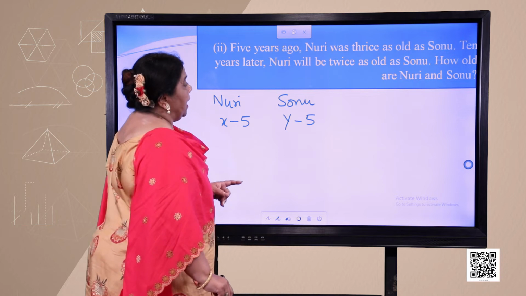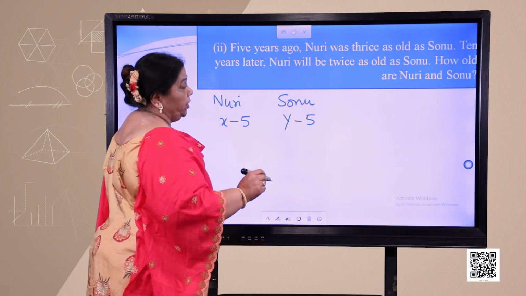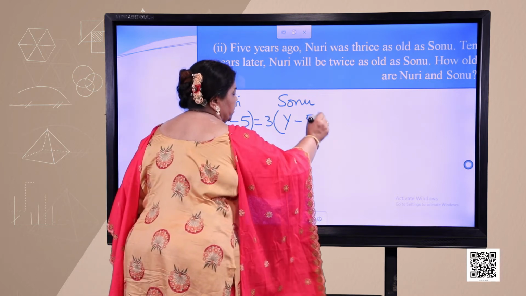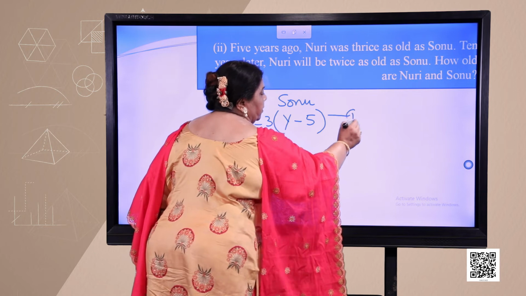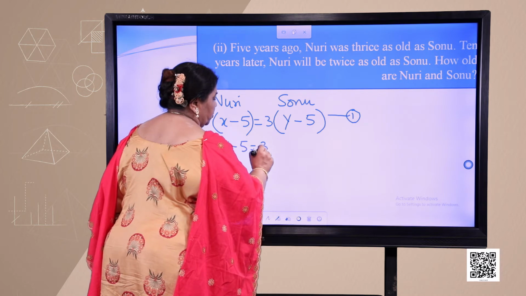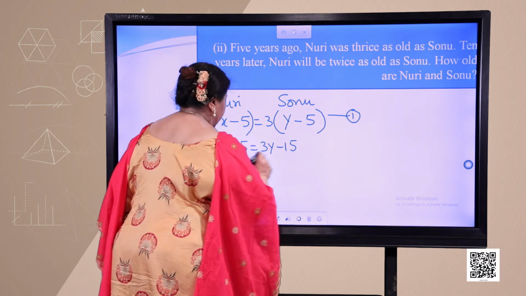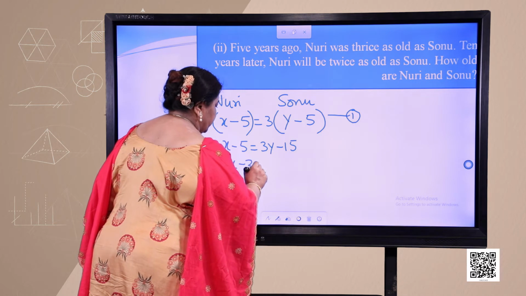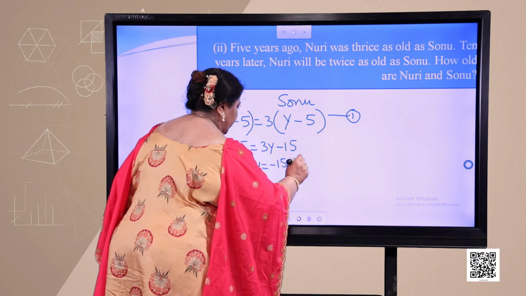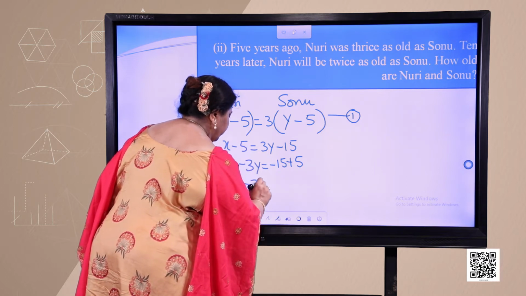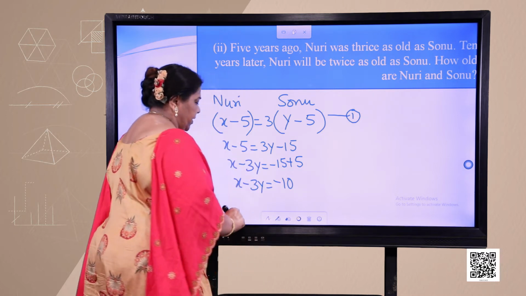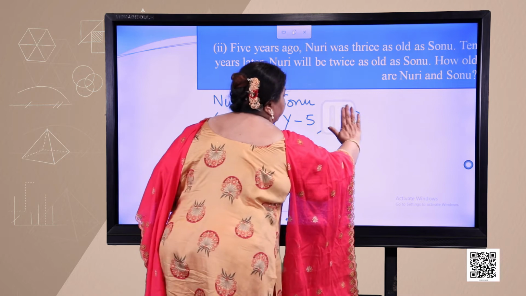Condition is that Noori was thrice as old as Sonu was 5 years ago. So, I can take this as 3 times y minus 5. Our first equation, let us solve this. x minus 5 is equal to 3y minus 15. On simplification, x minus 3y is equal to minus 15 plus 5, so it becomes x minus 3y is equal to minus 10. So, on simplifying, I get this equation. This becomes our first equation.